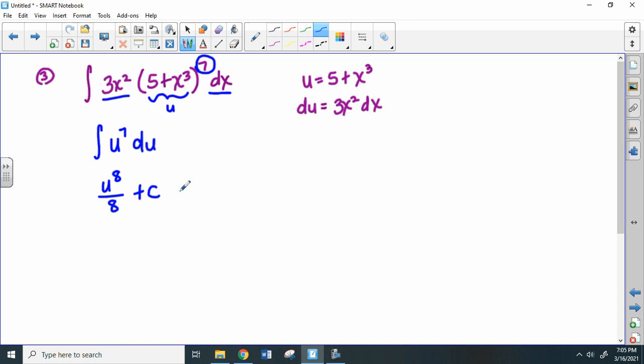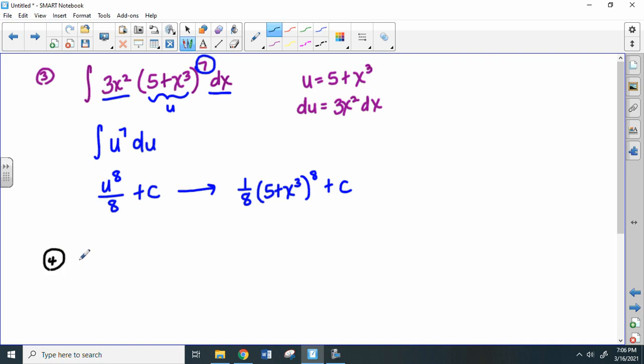But I'm not done until I actually plug the function of x back in. Now I don't usually like to leave it like over 8, so I'm going to do 1/8, and then I'm going to plug in 5 plus x cubed and raise that to the 8th, plus c, and then I'm done, because if it starts with x's, it has to end with x's. All right, let's do another one.